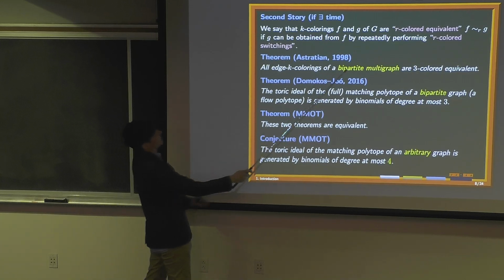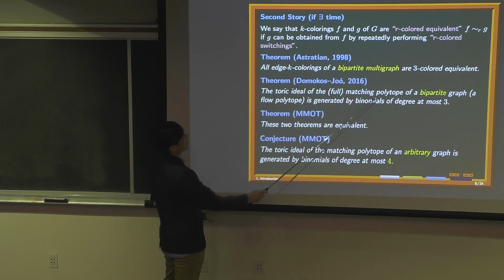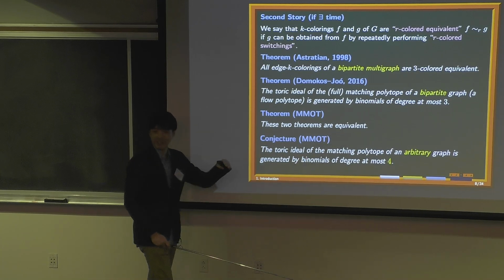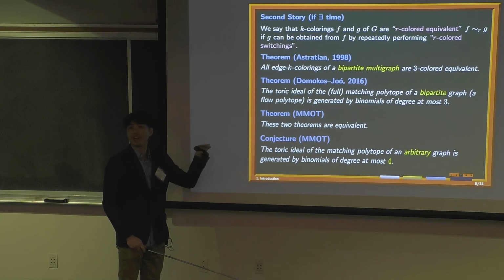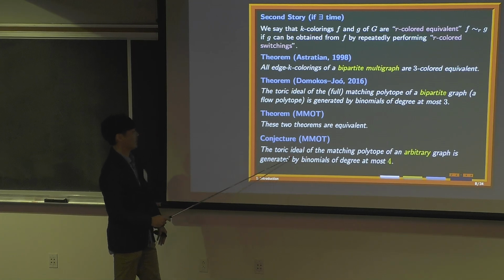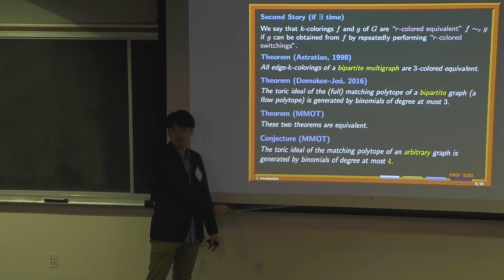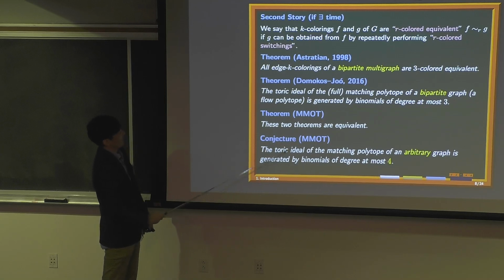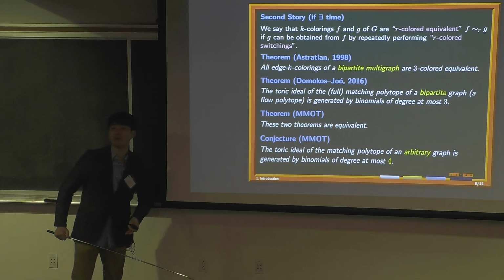If we restrict to the bipartite case, the toric ideal of the matching polytope is generated by binomials of degree at most 3. If we consider a general graph, then we conjecture the toric ideal is generated by binomials of degree at most 4. So this is our main conjecture. Okay. This is the overview of my talk.